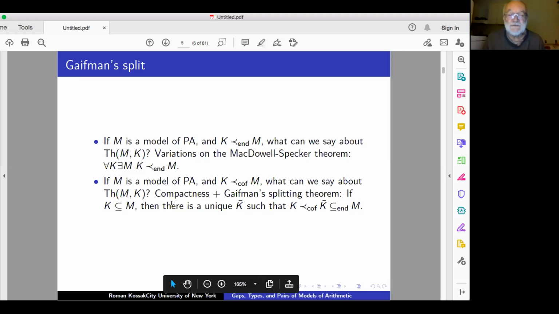And the split is not quite precise, and that is because I will not talk about it, but maybe part of the discussion of what are the possible isomorphic types of pairs, model K and its elementary extension.